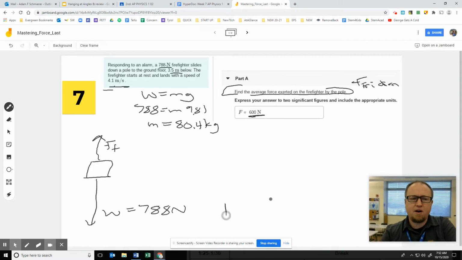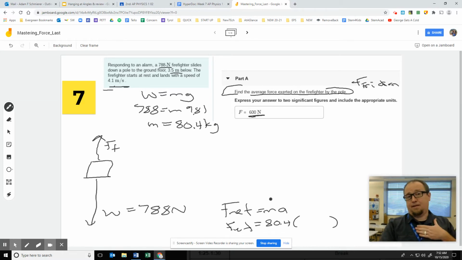To figure out how different it is from the weight, we need F net. So F net equals ma. The mass is 80.4. Did they tell us what the acceleration was? Pause. No, and that's the problem here. If they don't give us acceleration, we have to find it. Since they gave me distances and speeds, I'm going to go old school, guys. We're going to go retro.